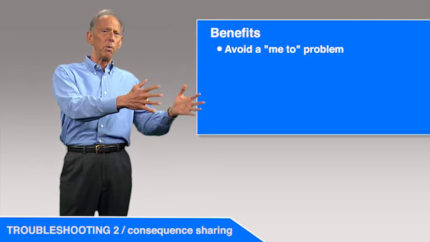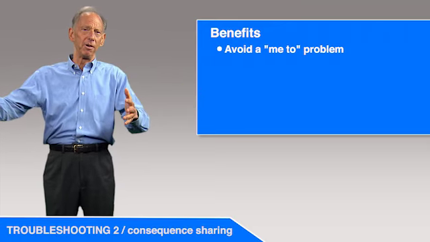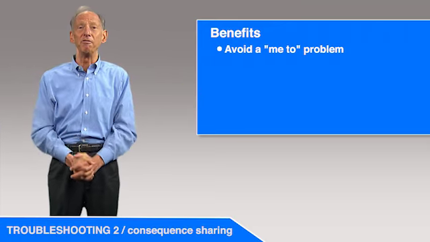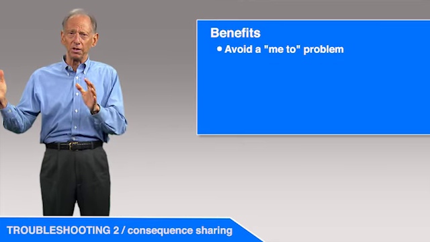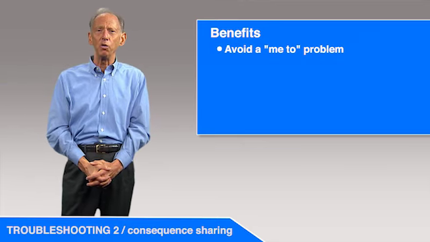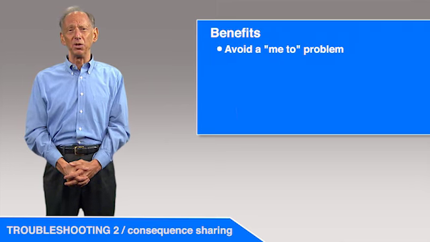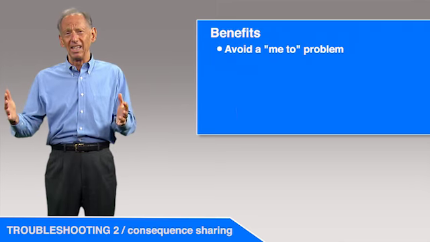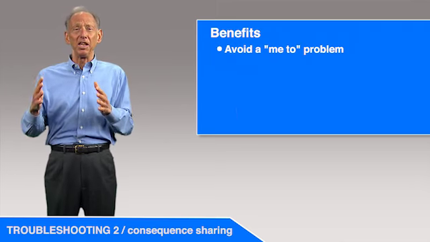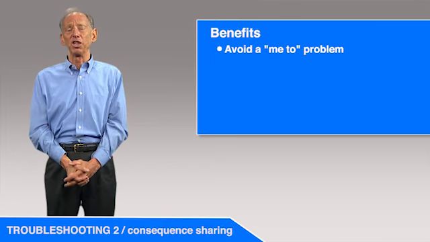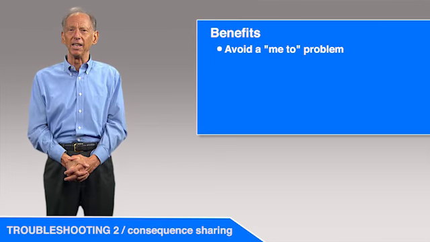One child earns the reward, but both children profit from it. And that gets rid of the problem of me too. The good consequences are enjoyed by all. So solving the me too problem is not a main reason to use consequence sharing. The main reason that I'm talking about is because it increases the effectiveness and is a great advanced troubleshooting technique.